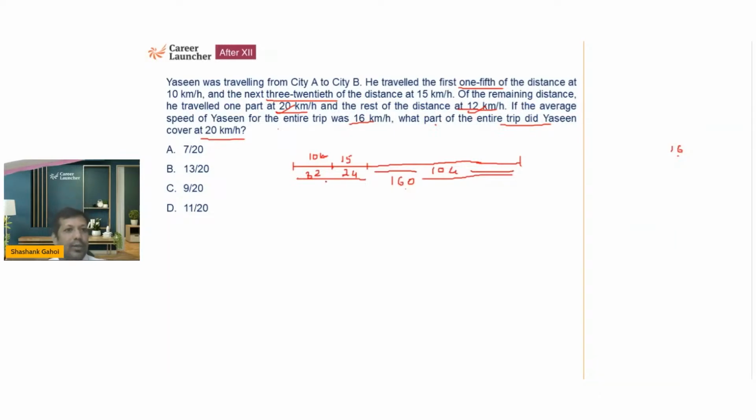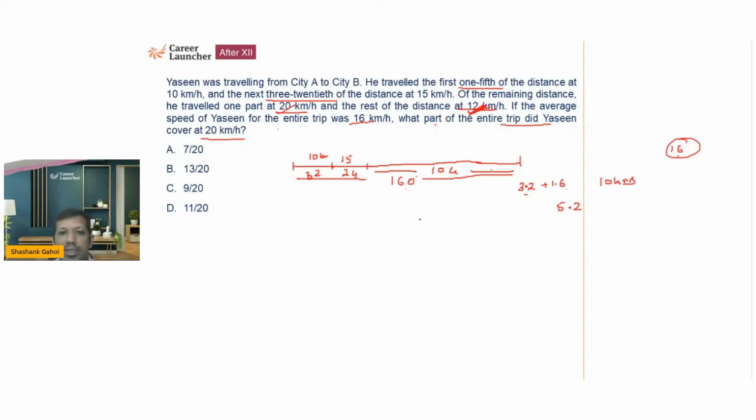Now what I can say is that average speed is 16, total distance I have assumed as 160, so total time taken is 10 hours. For 32 kilometers with a speed of 10, he's going for 3.2 hours. Remaining 24 kilometers with a speed of 15 is going to be 1.6 hours. So we got 4.8 hours. So remaining 5.2 hours, he's covering the remaining journey. So in 5.2 hours, he's traveling some distance with a speed of 12.